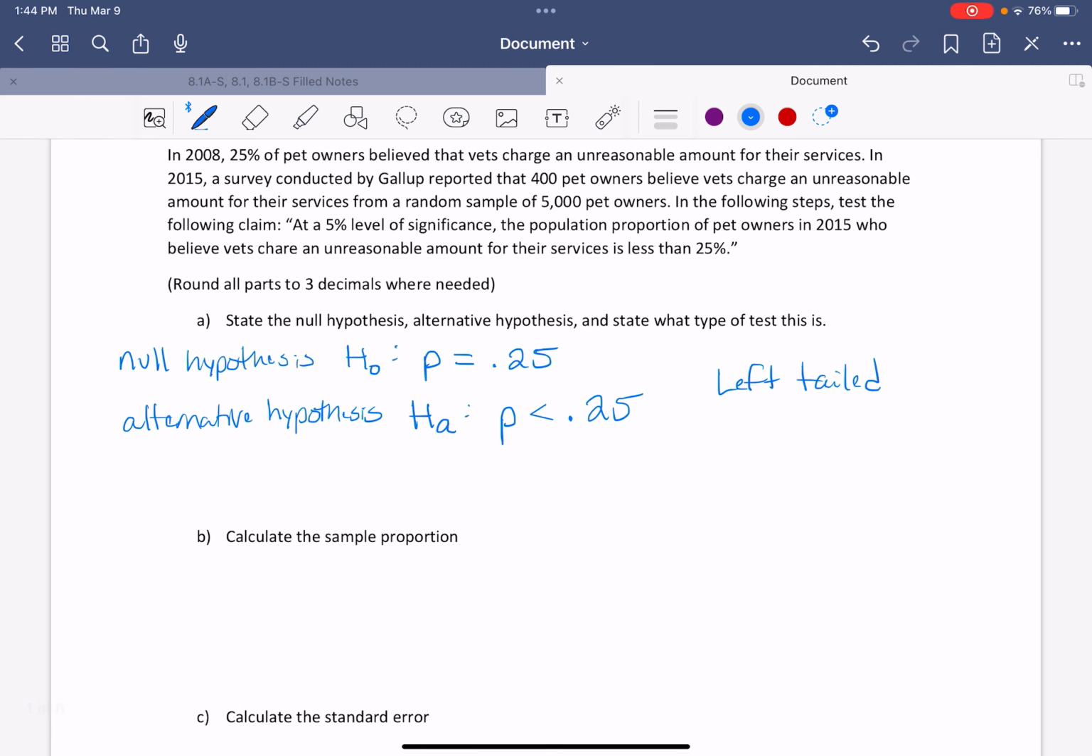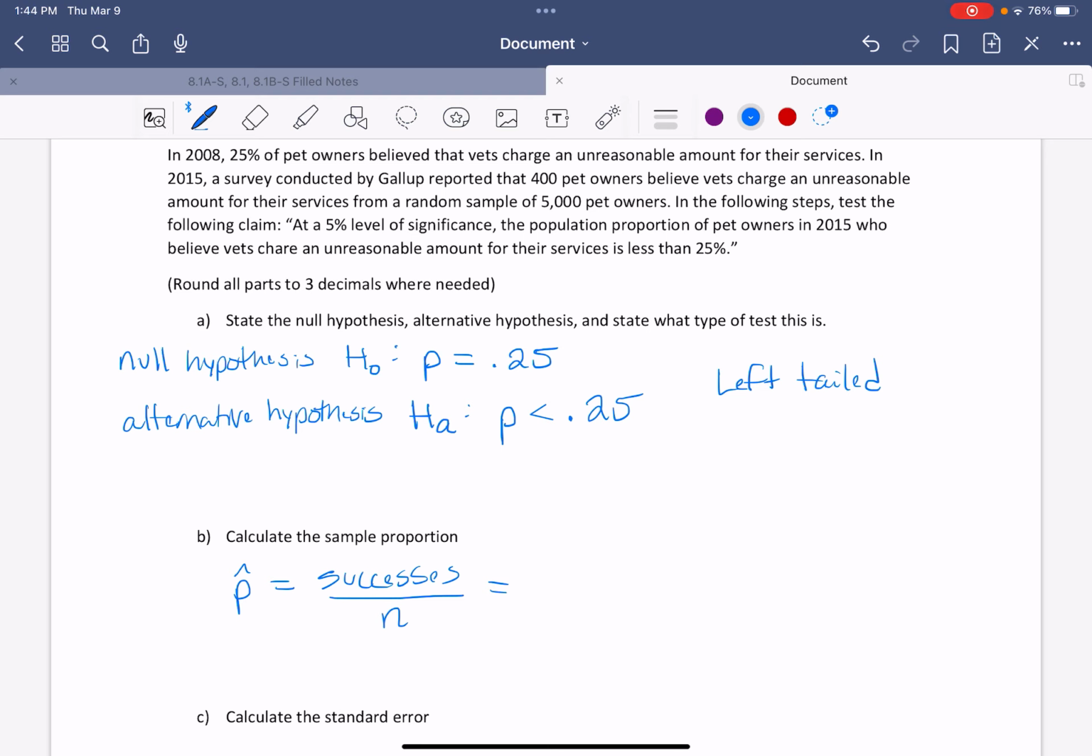Part B. Calculate the sample proportion. So the sample proportion we denote as P hat. And in case you draw a blank, I am going to be constantly referencing the formula sheet, okay? So in case you draw a blank on how to find the sample proportion, it is given on the formula sheet. Under unit 6, it says sample proportion equals P hat, which is successes over n. Which in this case, what are we considering a success? It's just those who said yes to what we're considering here, which is that pet owners believe vets charge an unreasonable amount for their services.